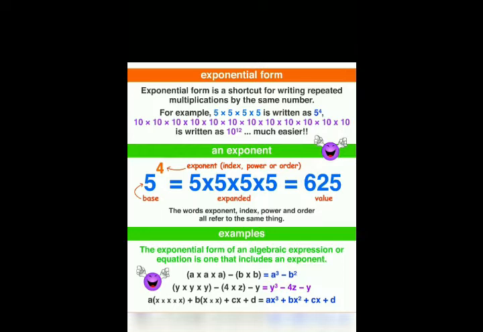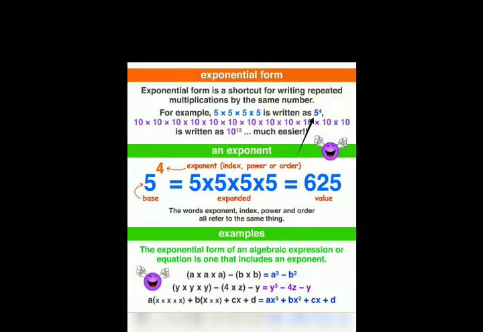Exponential form is a shortcut for writing repeated multiplication of the same number. For example, here we take 5 four times. So how can we write these factors in exponential form? We can write 5 raised to the power 4. Here 5 times 5 times 5 times 5 is written as 5 raised to the power 4. In this example, 5 is the base and 4 is the power or exponent.